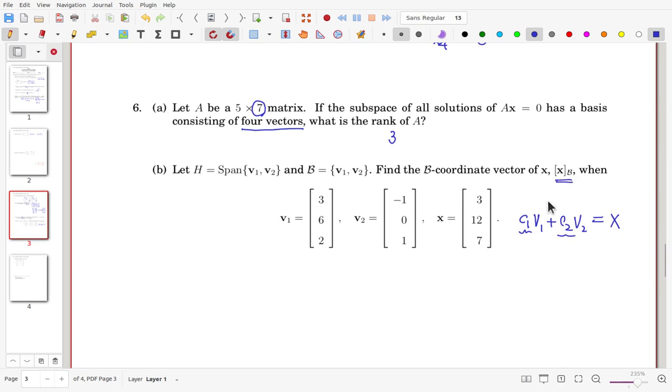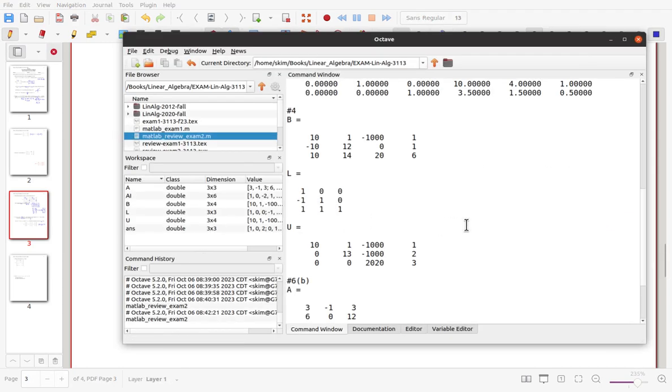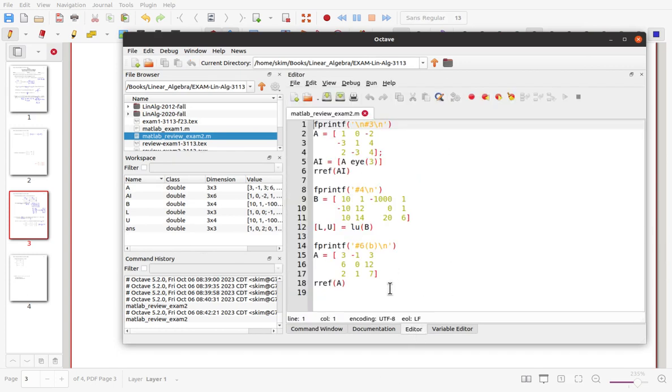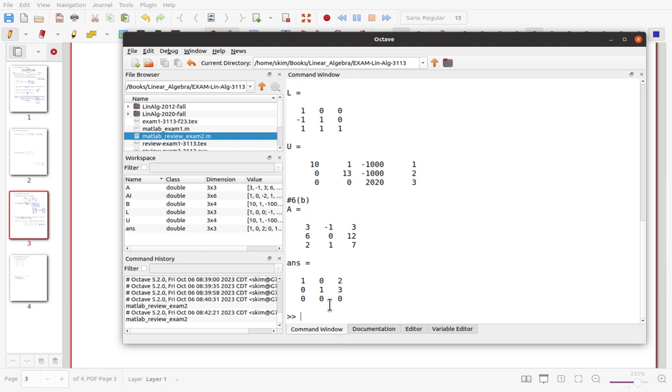For this problem, you have to set up the augmented matrix and try to find the solution. Okay, let's see the result. For this problem, we have the augmented matrix, and we apply row operations to get the reduced echelon form. Then the solution is 2, 3.